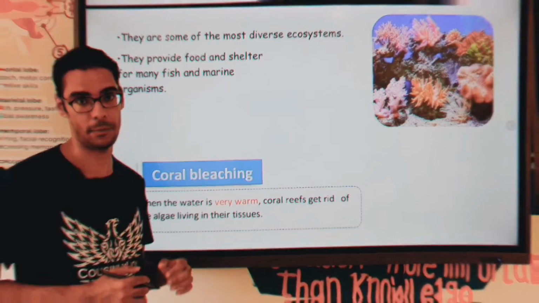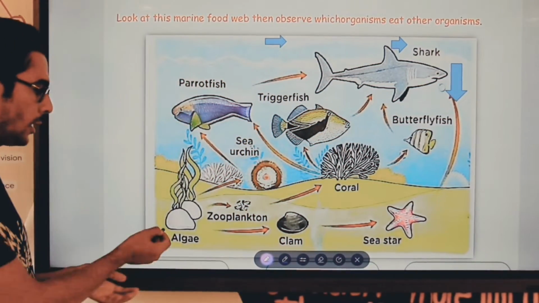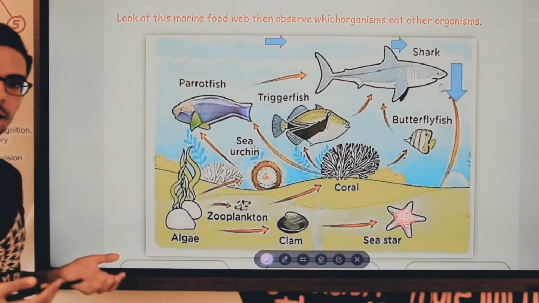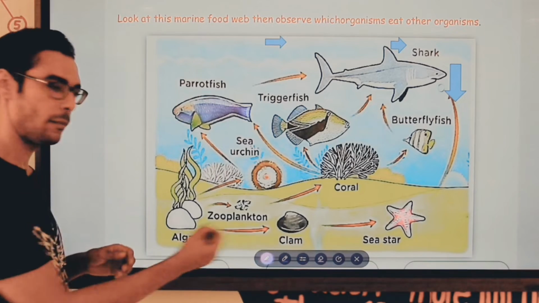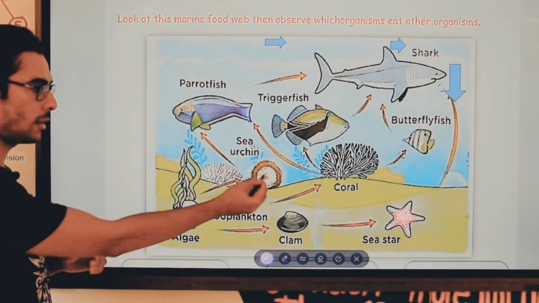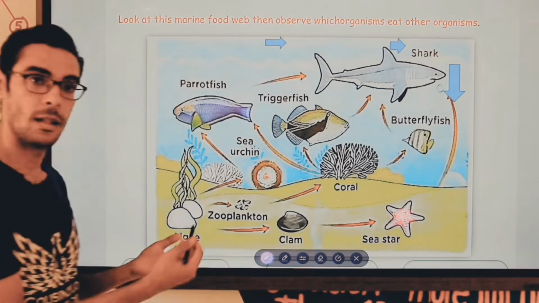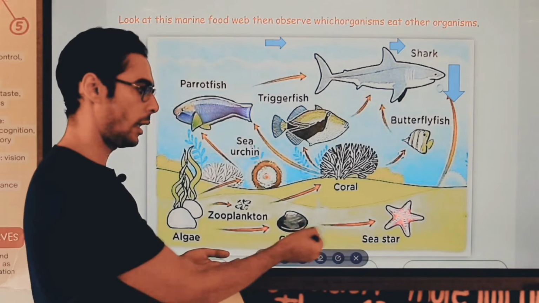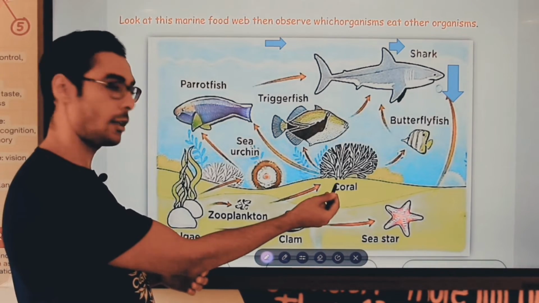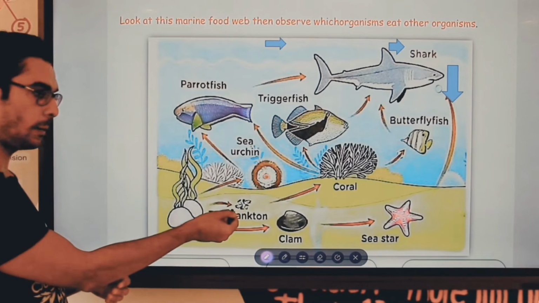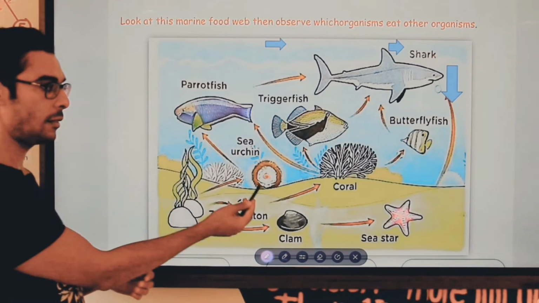Let's discover what's going to happen. This is a real example of a food web present in a marine ecosystem. You can see here the algae, which represents the producer of the food web, and we have here the clam, zooplankton, and the sea urchin. Every one of them represents a primary consumer. Then the starfish that feeds on clam becomes a secondary consumer. The coral represents a secondary consumer which feeds on zooplankton. The parrotfish represents a secondary consumer and it feeds on the sea urchin.